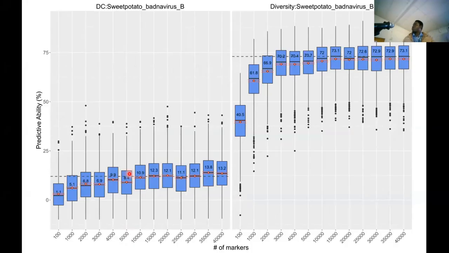So when we also look at the prediction using marker density for the sweet potato Badnavirus, we can see that the predictions for diversity are much better than for the DC biparental population. As we previously reported, for Bemisia the predictions are better in the biparental population than in diversity, which we believe has something to do with genotyping, which can be a genotyping problem.